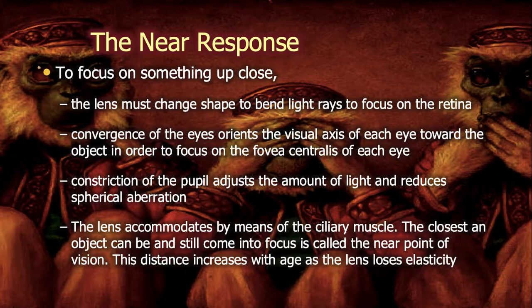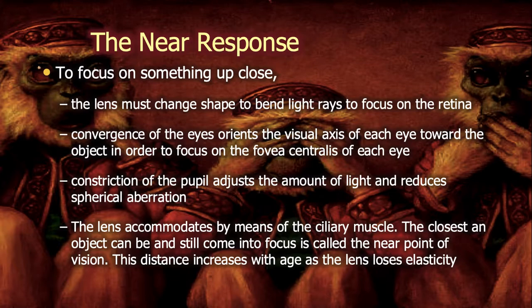All right. Next, number 3, constriction of the pupil adjusts the amount of light and reduces spherical aberration. So when you look at things that are up close, your pupil constricts. Okay. It does this to reduce the extra light that comes in. Extra light will cause this thing called spherical aberration, which just makes things blurry.